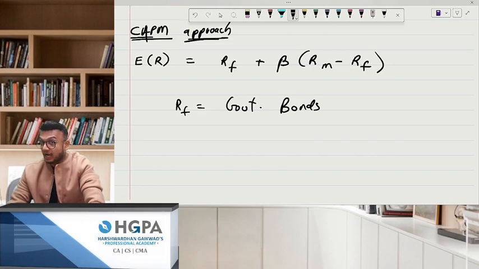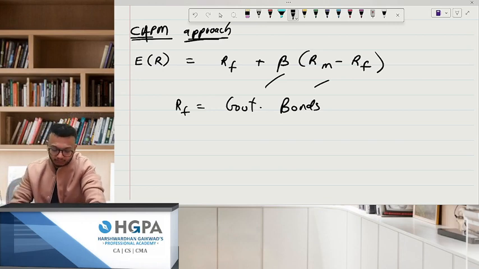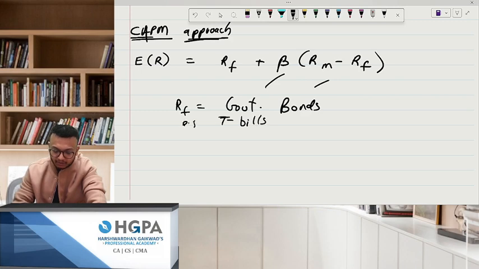So sometimes if they tell you to compute expected return by the CAPM method, you have to understand that they will give you everything. They'll give you beta, they'll give you RM also. But RF, in which format will they give? Treasury bonds 6%. That is RF. Please write here T-bills. Example, T-bills, as in treasury bills, issued by the government.